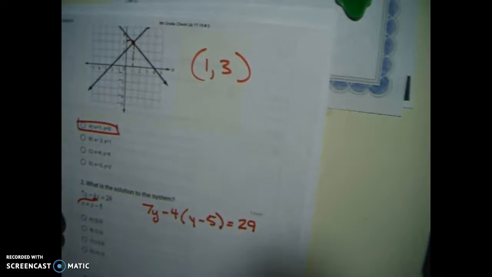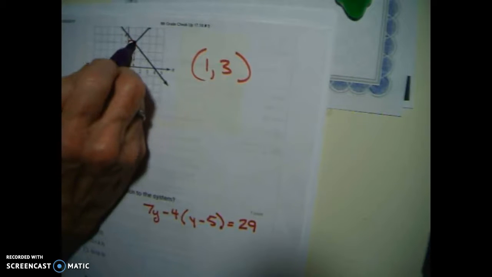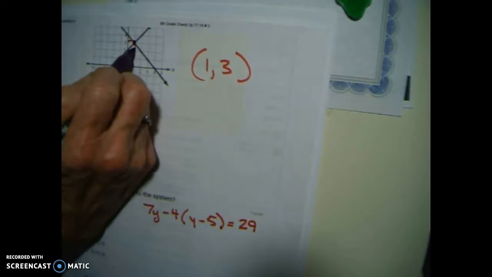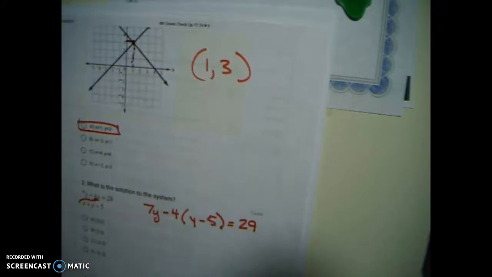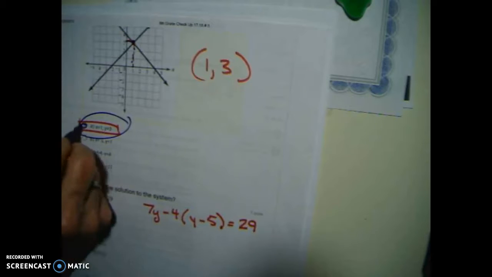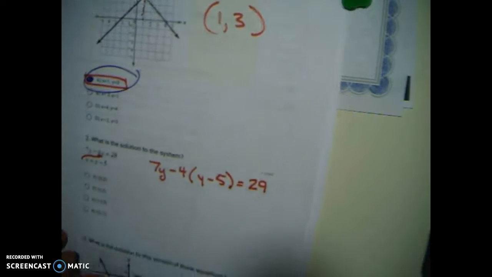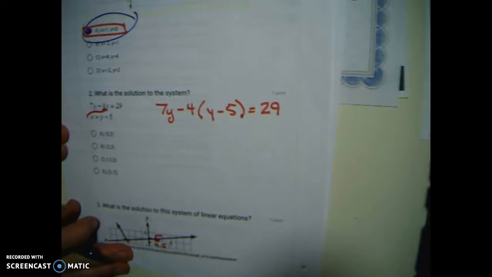Okay, so question number 1 we went over in class. It shows a picture of two lines intersecting. They are intersecting when x is 1 and y is 3, and the correct answer is A. Question number 2, what's the solution to the system?